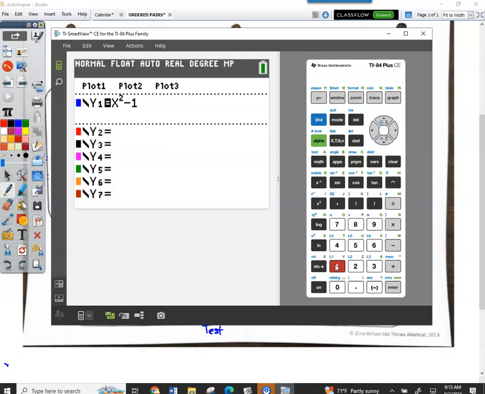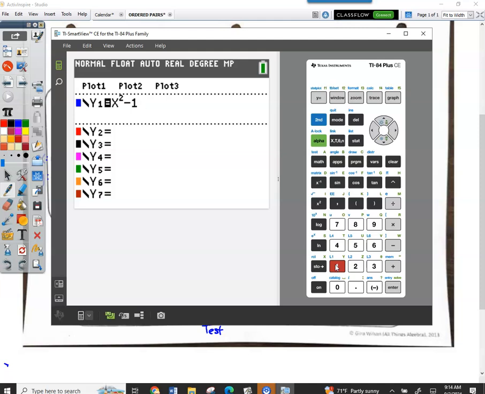Now, after you type it in, we're going to do the good old-fashioned Zoom 6. Zoom 6 means just give me a standard viewing window, negative 10 to 10, negative 10 to 10. That's your standard viewing window. Then you can adjust from there. How do you get Zoom 6?